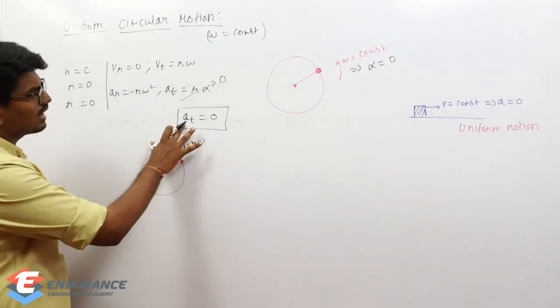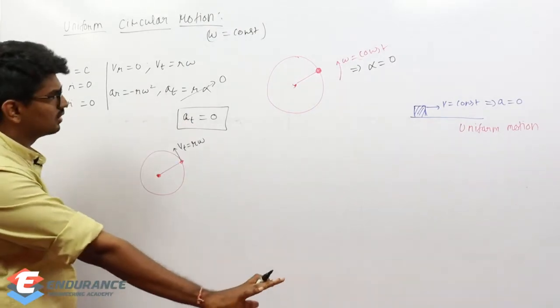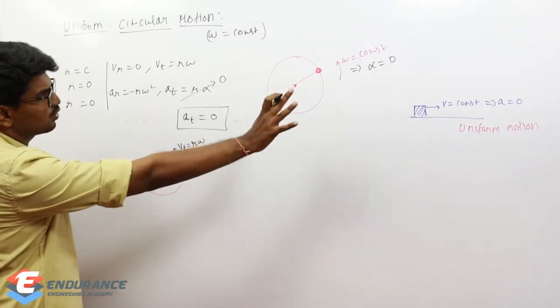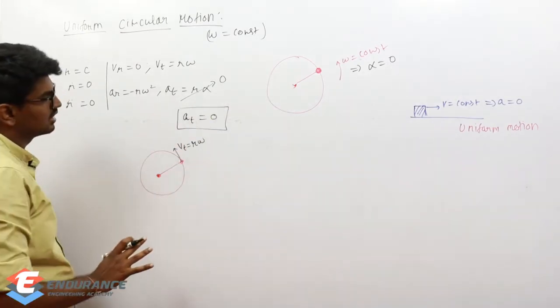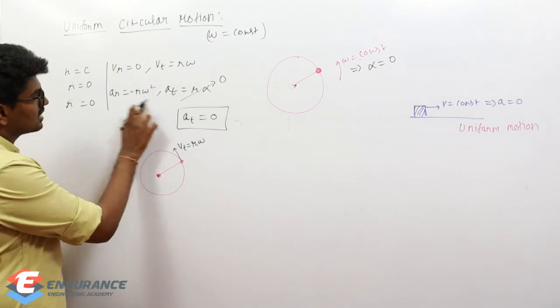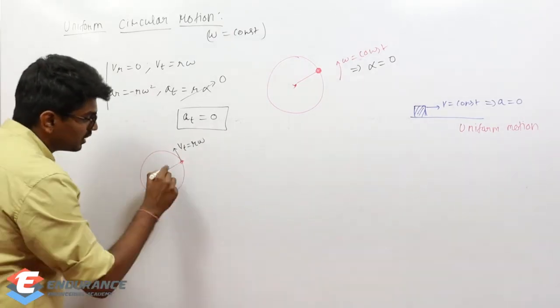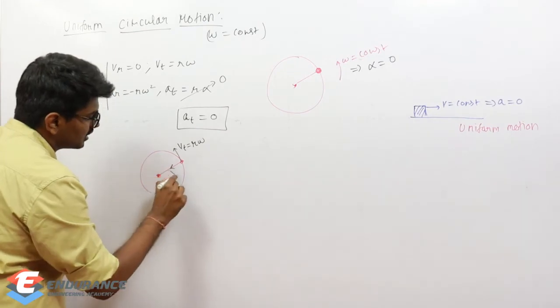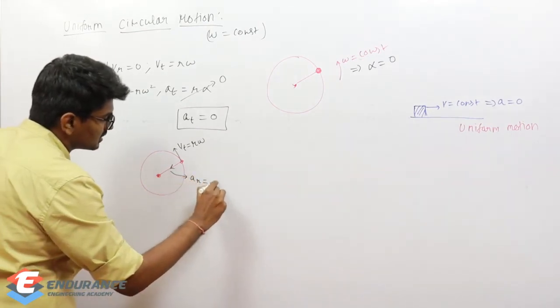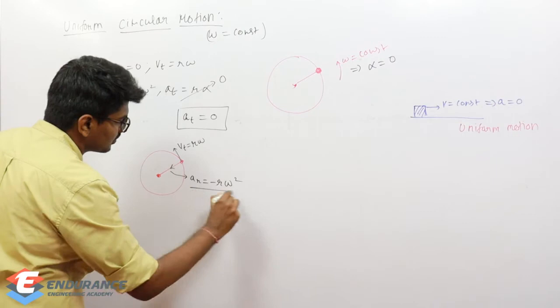There is no tangential acceleration because alpha is 0, that is, because omega is constant. But radial acceleration is there, which is minus r omega square. Minus indicates it points towards the center, so this is ar, which is minus r omega square.